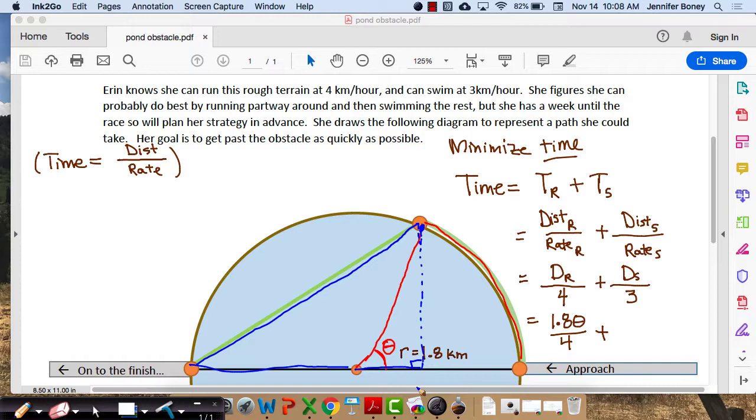That was in the first paragraph of the problem. Yeah, the 1.8 kilometers was in the first paragraph that I scrolled past. Yeah.